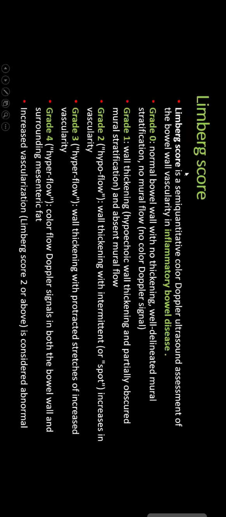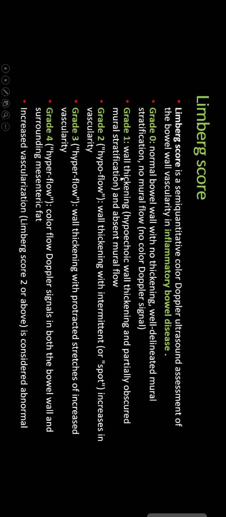Now, before going further, we must understand the Limburg scoring. Basically, this Limburg score is a semi-quantitative Doppler ultrasound assessment of bowel wall vascularity, particularly in inflammatory bowel diseases. There are various grades from grade 0 to grade 4. Grade 0 means normal bowel with no thickening, well delineated mural stratification, and no blood flow appreciated. That is grade 0, which means normal bowel.